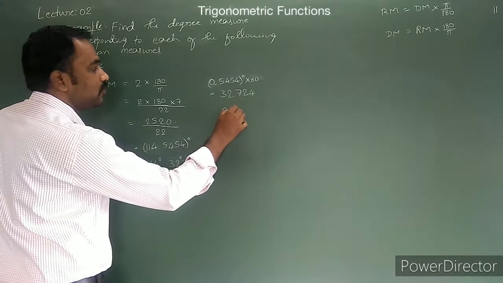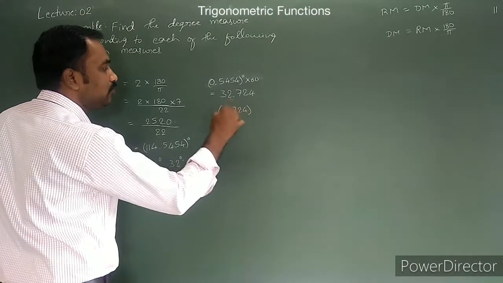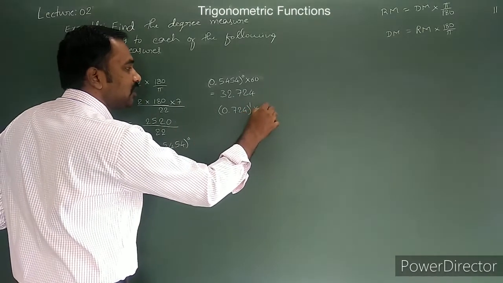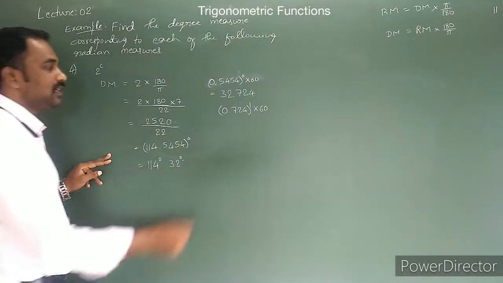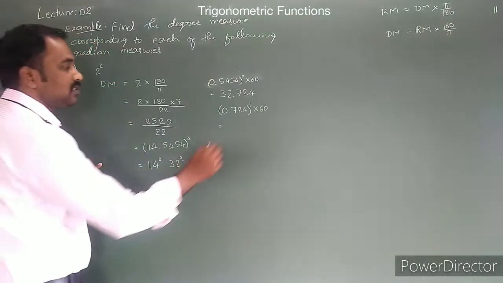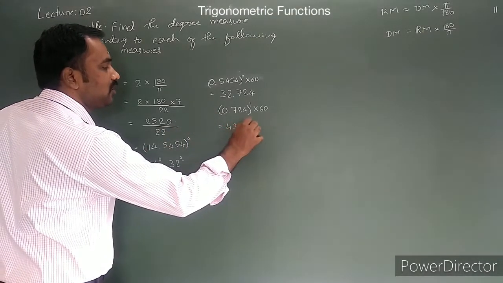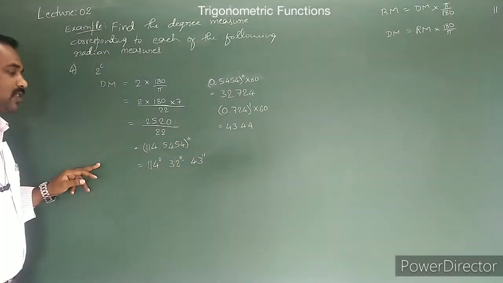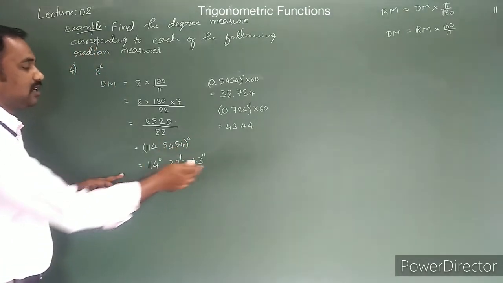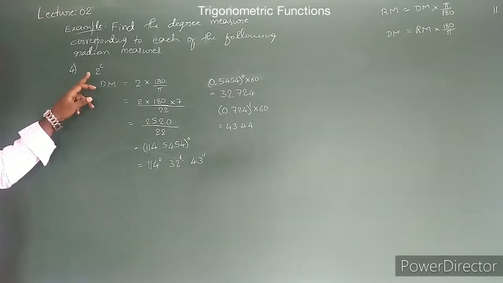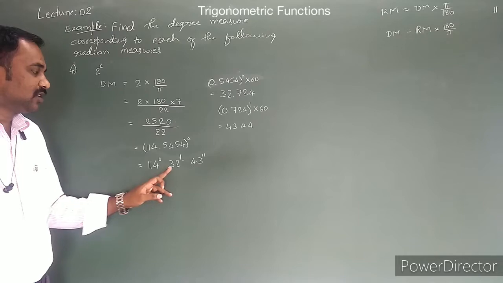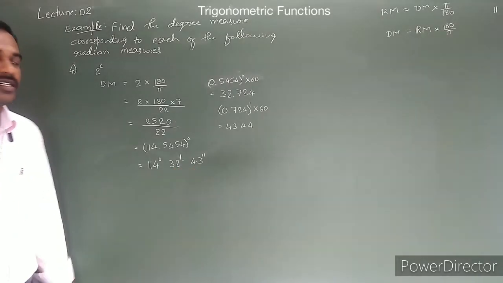Next, again 0.724 is in terms of minute. Convert into second. How to convert into second? Multiply by 60. What will we get? 43.44. That means 43 seconds. This is minute and this is second. Now the 2 radian is equal to how much? 114 degree, 32 minutes and 43 seconds.